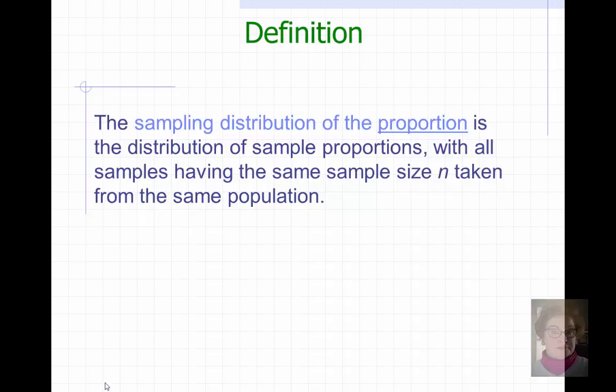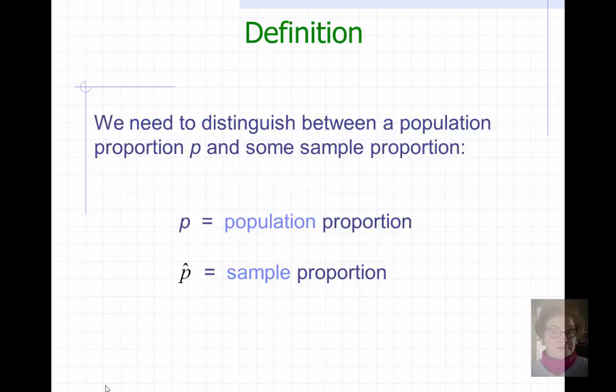Now we'll also look at the sampling distribution of proportions, and that means again all the samples have the same size and are taken from the same population. That distribution tends to be normal.